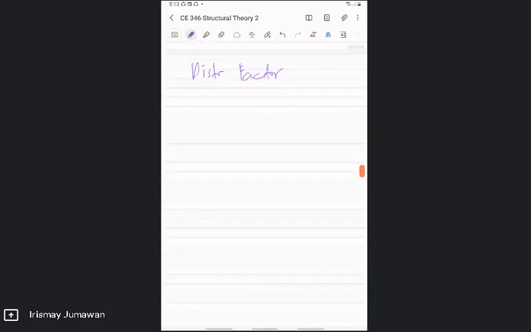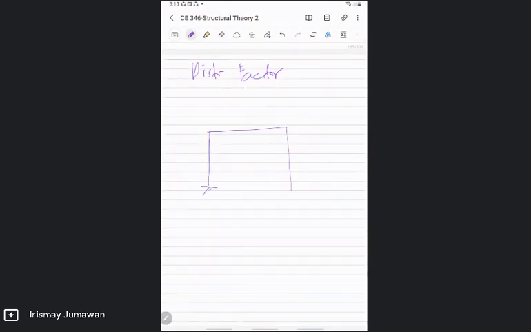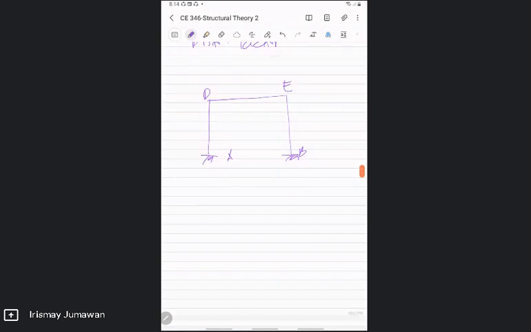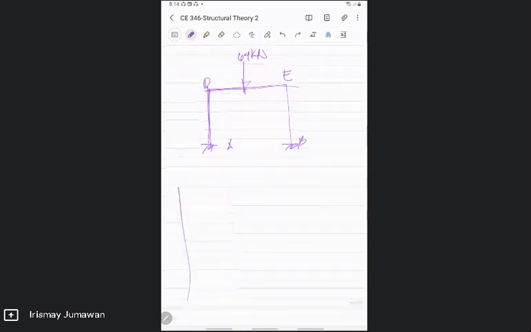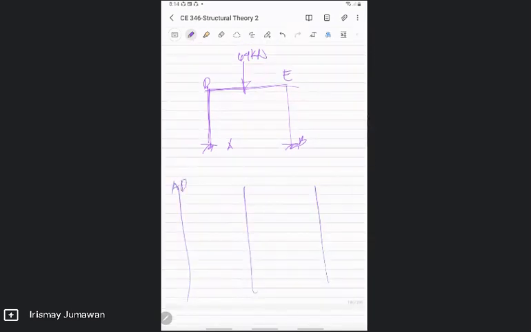So if this is your A, this is your B, D and E. So you can make it as is lang. This is your load, 64 kilonewton. But for the distribution factor, you can have that one. This will be AD. This is your DA.